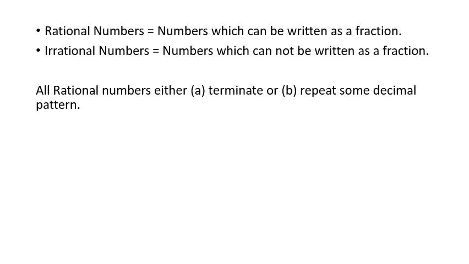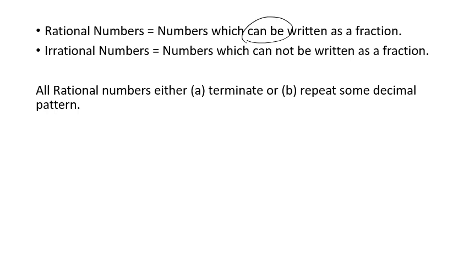I want to point out that the rational numbers also include things like 3. Now, we don't think of writing 3 as a fraction, but it can be written as a fraction. So this, here in the definition, is pretty important. Because even though we don't normally write 3 as a fraction, it can be written as a fraction. And so that makes it a rational number.